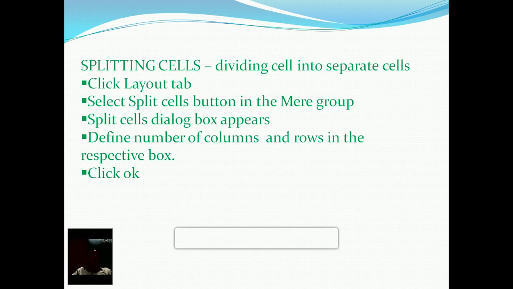So we have to select the number of columns and the number of rows to divide the particular single cell into more than one box, and after that click OK.